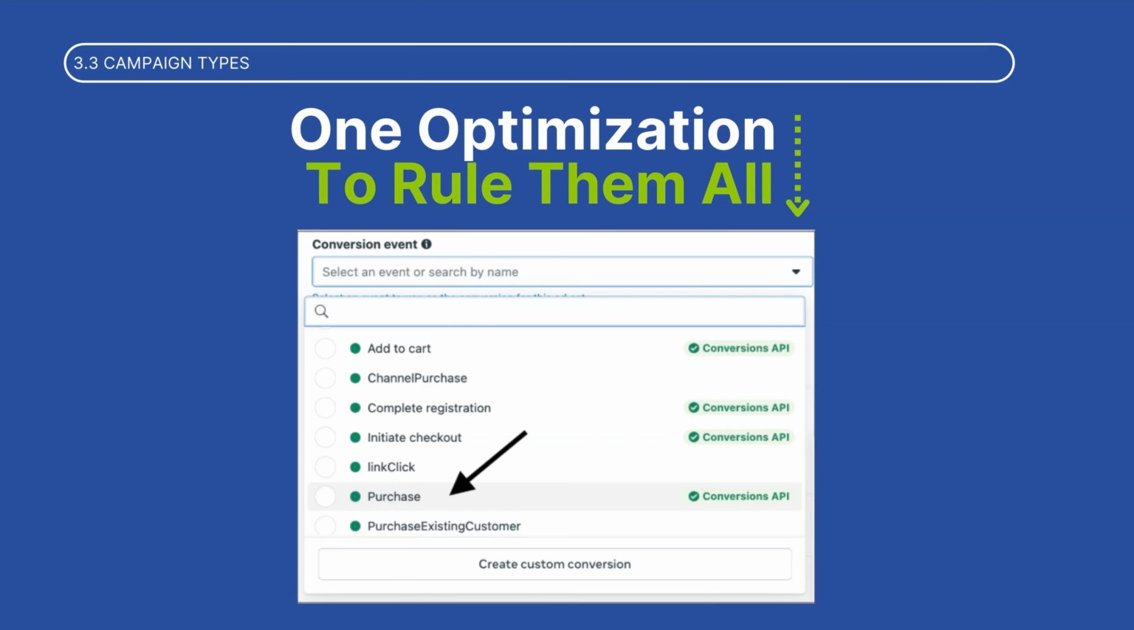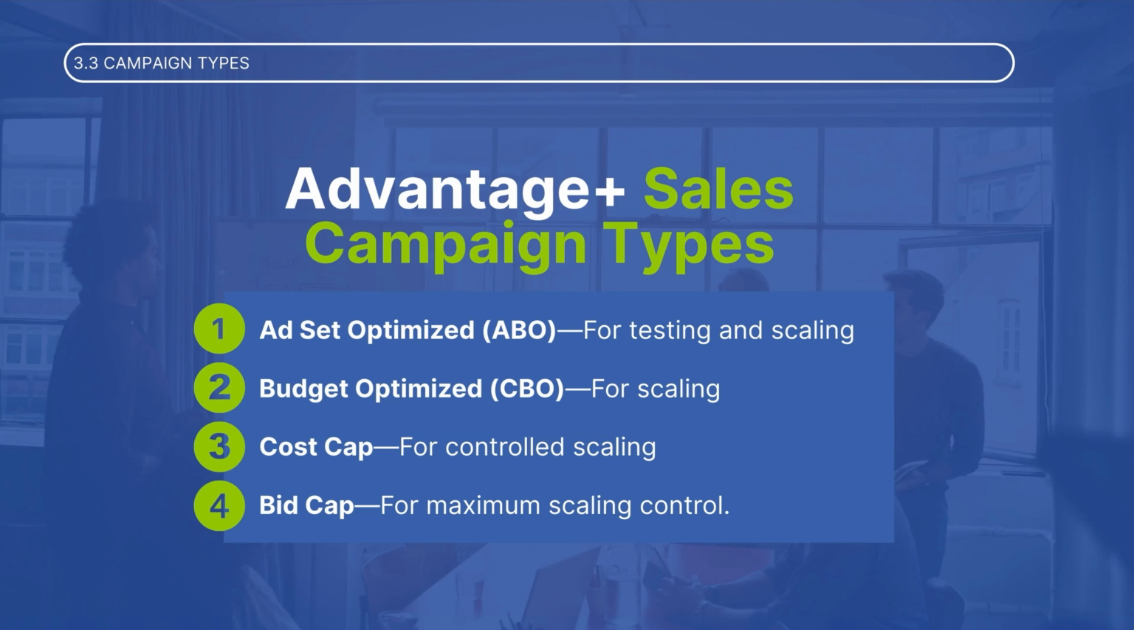Now that we got this very important piece of information, I will go ahead and explain the different types of campaigns that we will be using. As of 2025, all meta campaigns fall under the Advantage Plus sales campaign type.